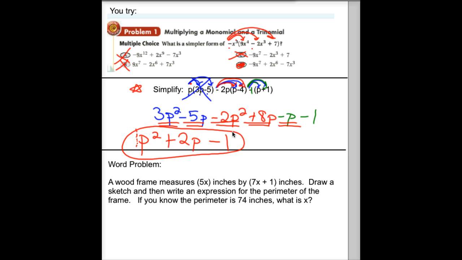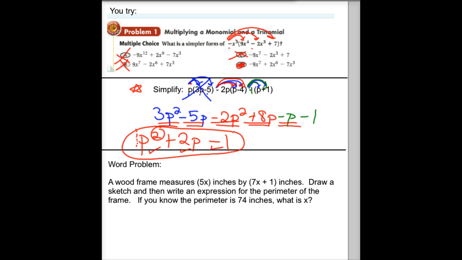Last challenge I'd like you to do is see if you would know how to name that by degree and by number of terms. Degree and number of terms. And you should write that down, and you should be writing quadratic, trinomial.